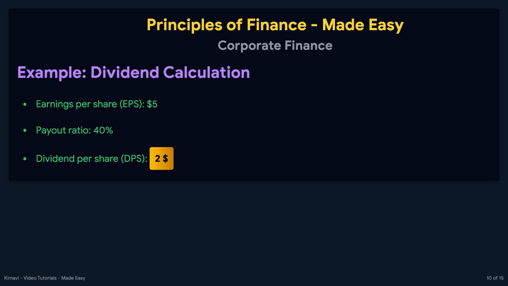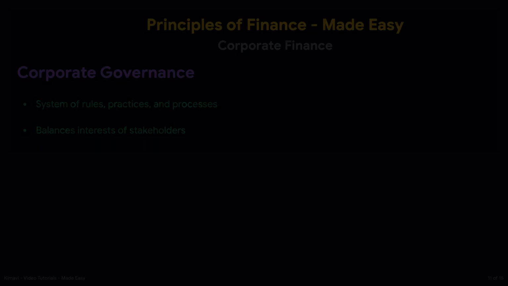Consider a company with earnings per share of $5 and a payout ratio of 40%. The dividend per share would be calculated as follows. DPS equals EPS multiplied by the payout ratio. This results in a dividend per share of $2.